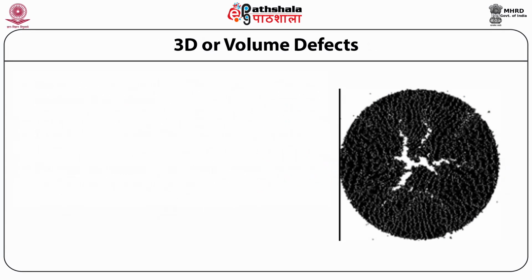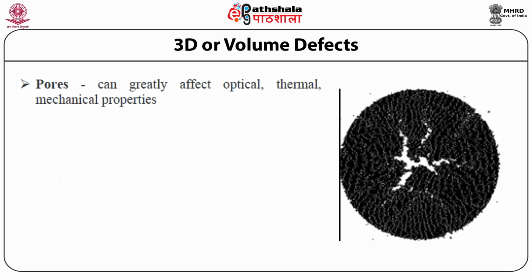3D or volume defects. So let us also mention 3D and volume defects. These are pores, cracks, and foreign inclusions. Pores can greatly affect optical, thermal, and mechanical properties. A pore is basically not the missing of one or two atoms. It is, let's say, a large number of atoms missing from some place, so that creates a void. So it's a three-dimensional defect. It is different from a point defect, where maybe one or two atoms are missing.